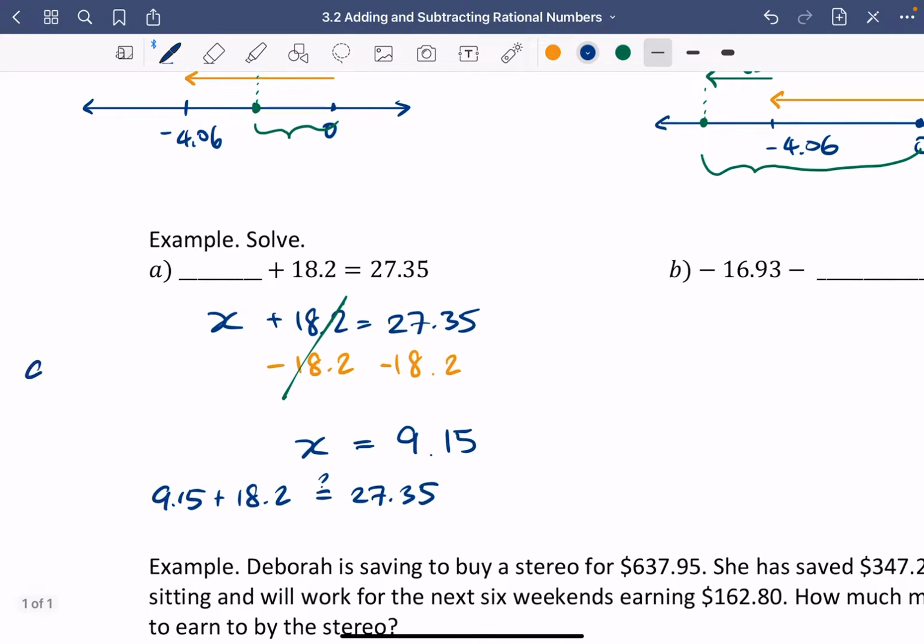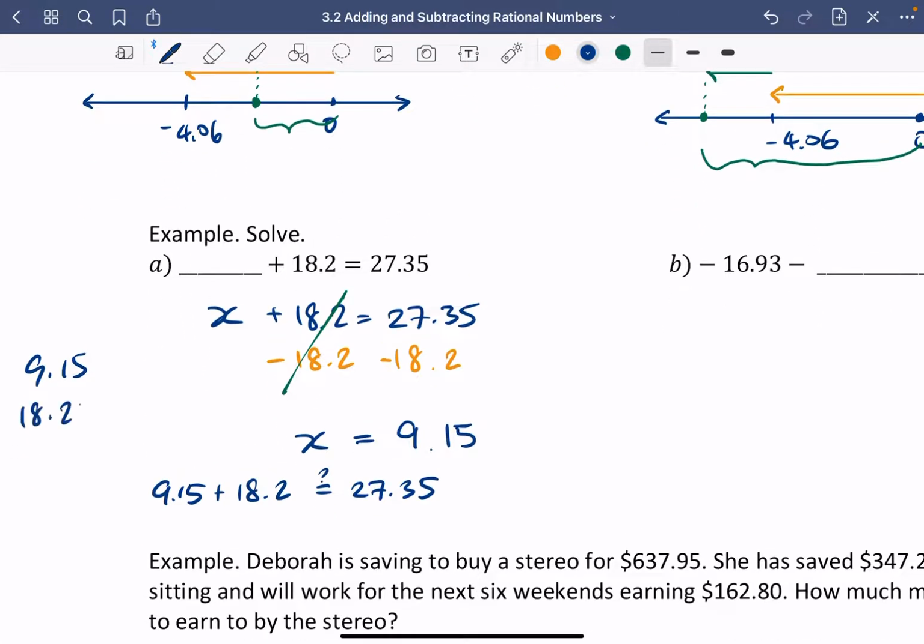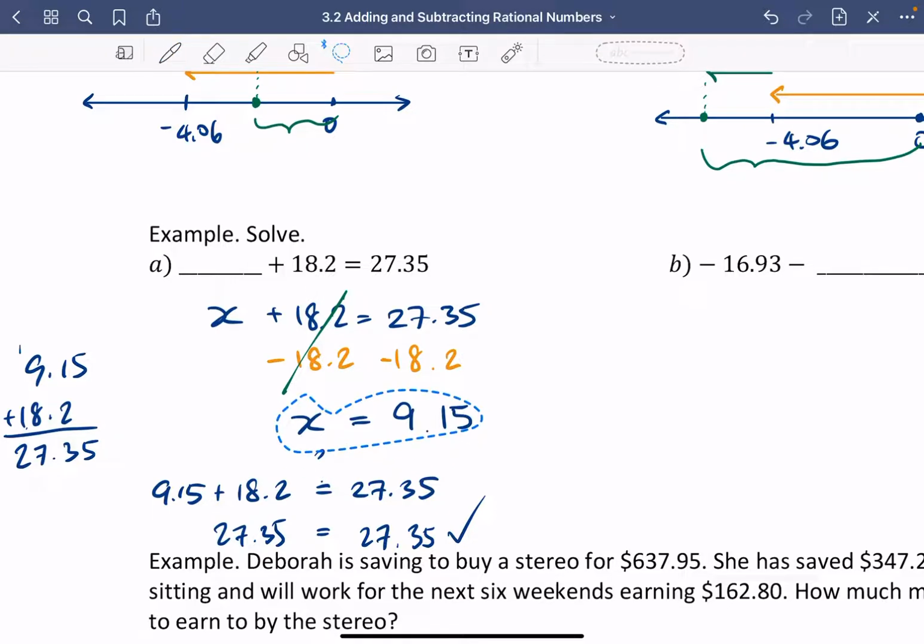And so you can do this aside. 9.15 plus 18.2, 27.35. Yeah, so left side is equal to right side. That means 9.15 is the correct answer. So that is my correct answer.